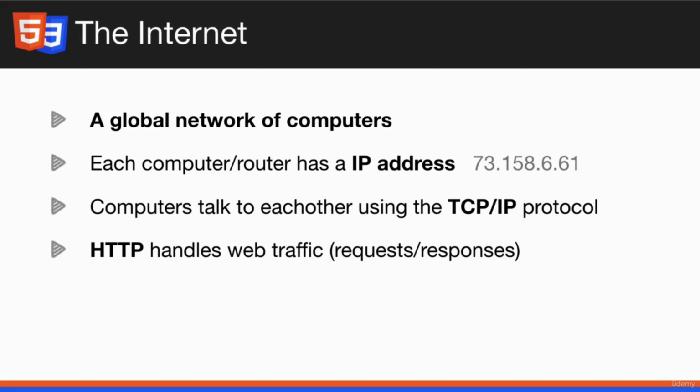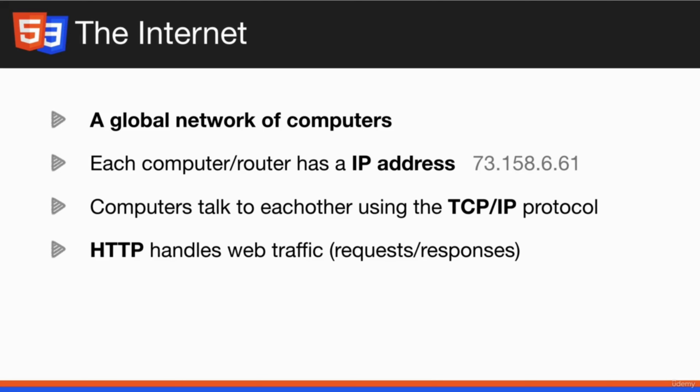Basically, the internet is a global network of computers and devices, and these computers have what's called an IP address to uniquely identify them, just like an actual address for your home. And these IP addresses are assigned to you by your internet service providers. They're usually in the form of 4 numbers with dots in between, just like this here.